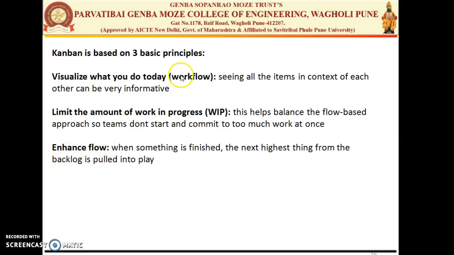So Kanban is based on 3 principles. First is visualize what you do today, that is your workflow. Second is limit the amount of work in progress, that is WIP, which will always balance the workflow approach. And the third one is enhance flow. That means when something has been done, then you have to start the next highest priority thing, or next highest product backlog item, that is the product feature which needs to be implemented.